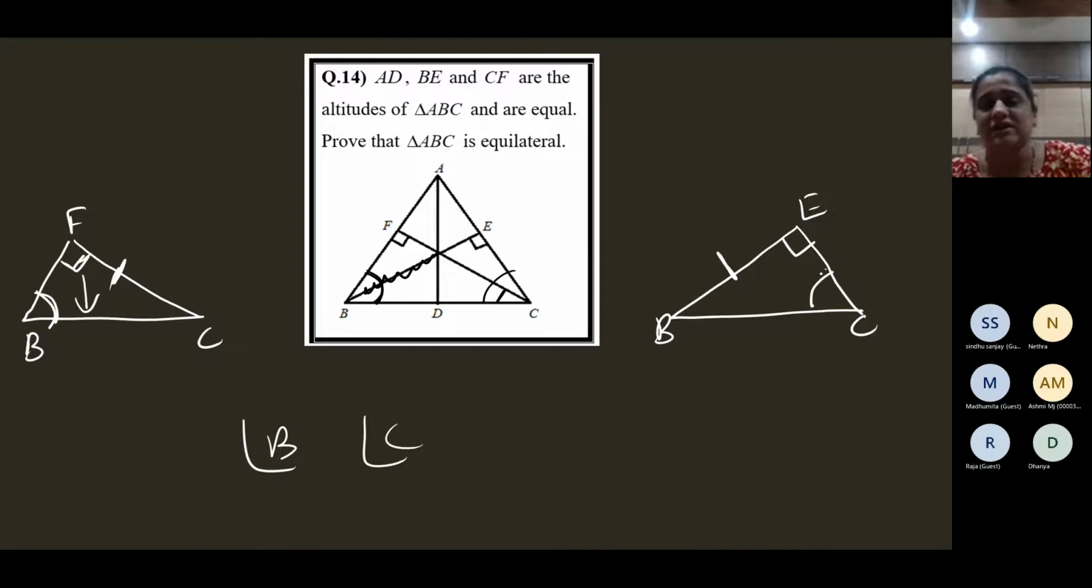This angle is equal to this angle. I told you, number it. Number the angles and then you will see that this and this one will have the same number. So those angles are equal. Now we got angle B is equal to angle C, right?